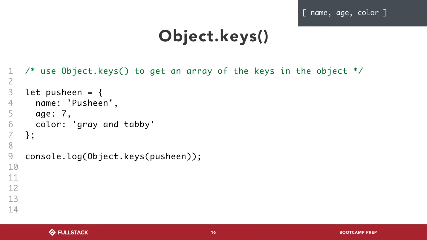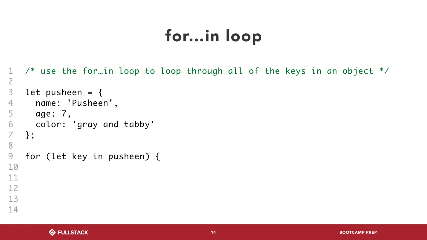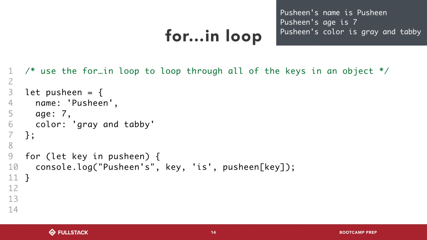Can I ask a question? Totally. Going back to the for in loop slide. Which one? I guess they're both the same. So where it says key in the for in loop, did you say key is always going to be key? No, it can be anything you want. Okay. Which line number? Line 9. That's just a variable, right? It's just let variable name in object.